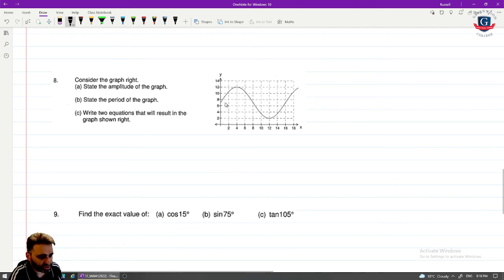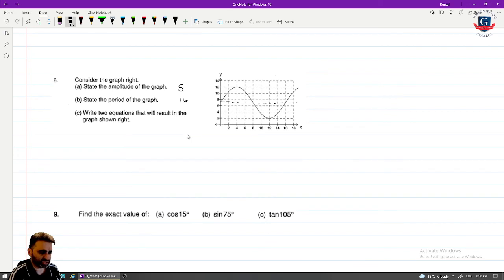So, amplitude of the graph. From 7 up to 12 would be 5. The graph repeats here, so that would be 16. Yep, 16.